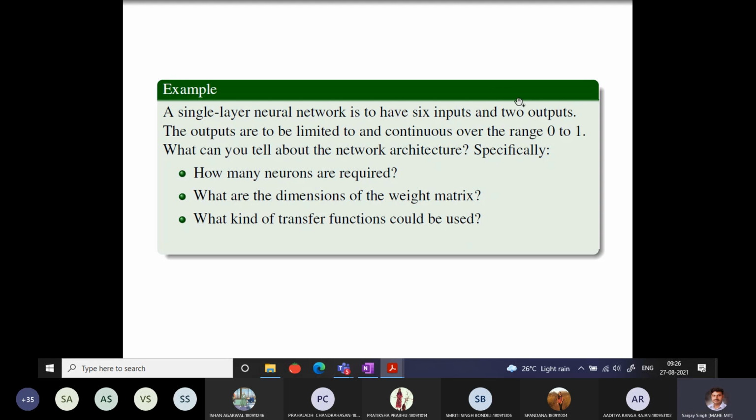And how many neurons are required? Only 2. And what is the dimension of the weight matrix? So basically 6 inputs and 2 outputs, 6 cross 2 is the dimension of the weight matrix. And what kind of transfer function could be used? Because it's 0 to 1, as he pointed out very correctly, we may go for the sigmoid. Okay.